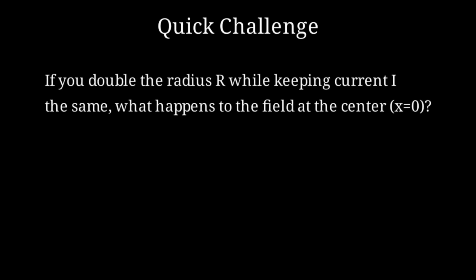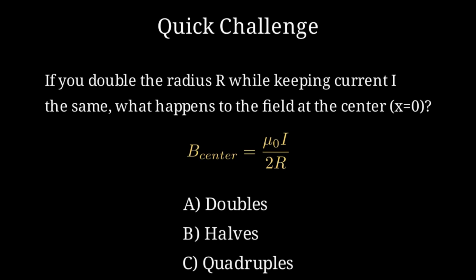Let's test your understanding. Look at the center field formula, B equals mu naught I over 2r. If you double the radius of the loop but keep the current the same, how does the magnetic field at the center change? Think about the relationship between B and r.